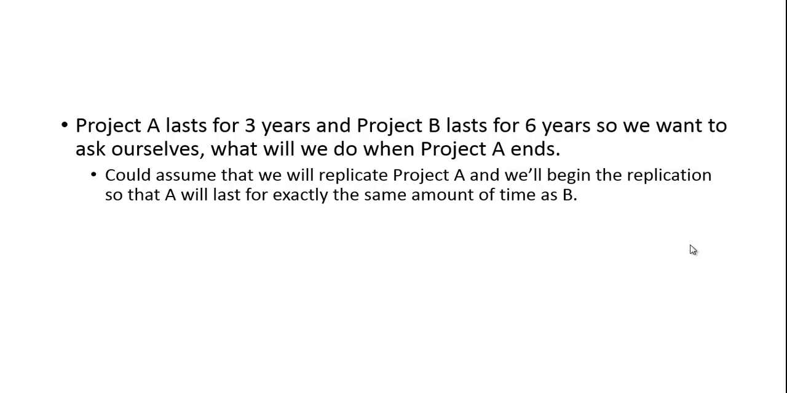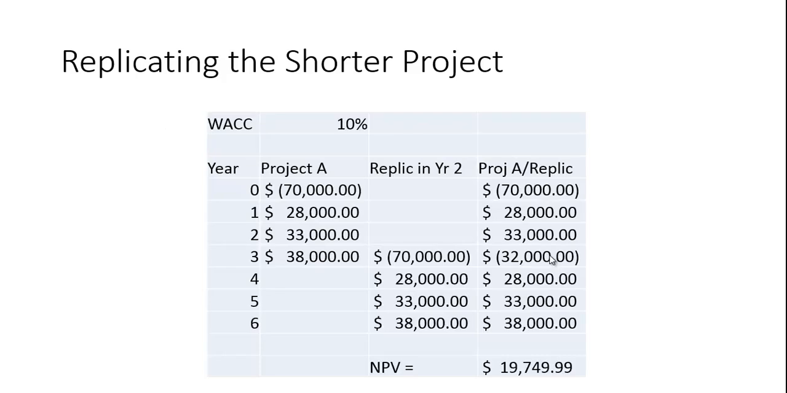Suppose we assume that we could replicate Project A so it lasts for exactly the same amount of time as Project B. In this case, we'd be evaluating them both on 6-year lives. So what I've done here is I've created this table, and I'm going to assume that if we replicate Project A, it's going to have the same cost, it's going to have the same cash flows, and what we're going to do is we want to make sure that we begin the replication in year 3 so that we get cash flows in year 4, 5, and 6 that just match the 6-year life expectancy of Project B.